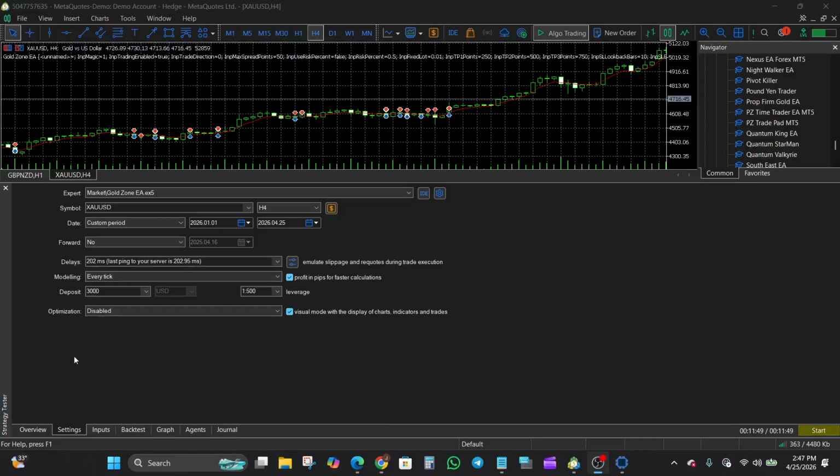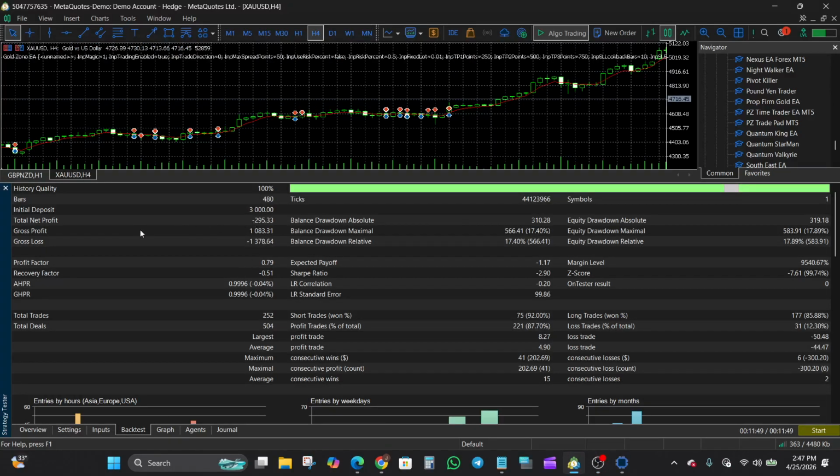Okay, so our results are out, and we can see that out of an initial deposit of 3,000 US dollars, there was a negative net profit of almost 10%, minus 295.33 US dollars. So there were a total number of trades of 225, 75 short trades, 92% profitable, 177 long trades, 85.88% profitable. So this tells me that most of the trades were executed in the direction of the trend. We can see that it was a trending market, right?